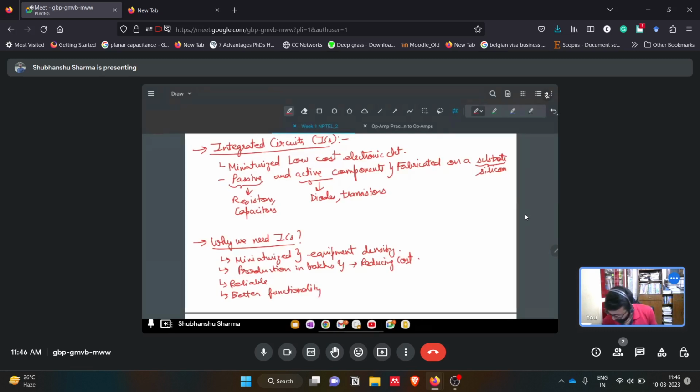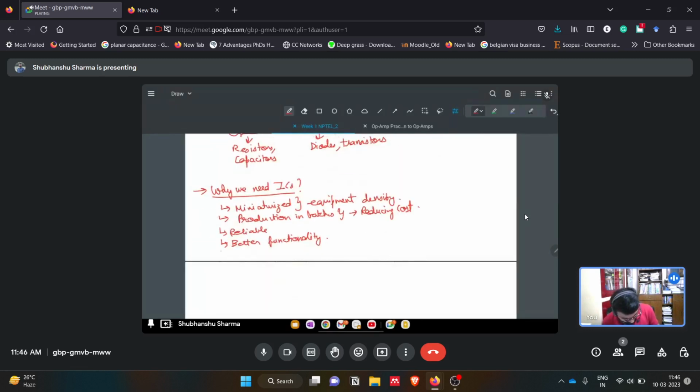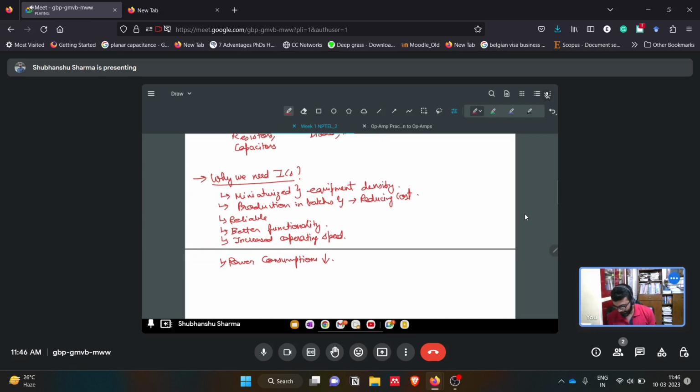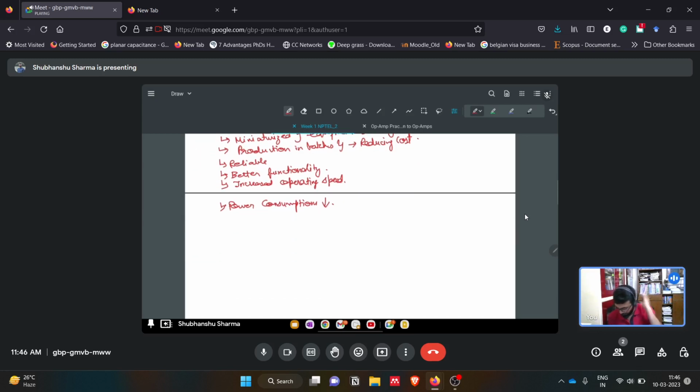Their speed is also high, with increased operating speed. And also the power consumption in them is less.